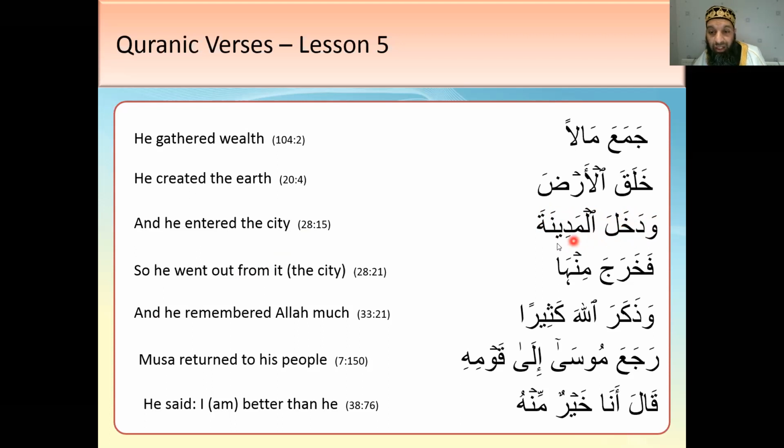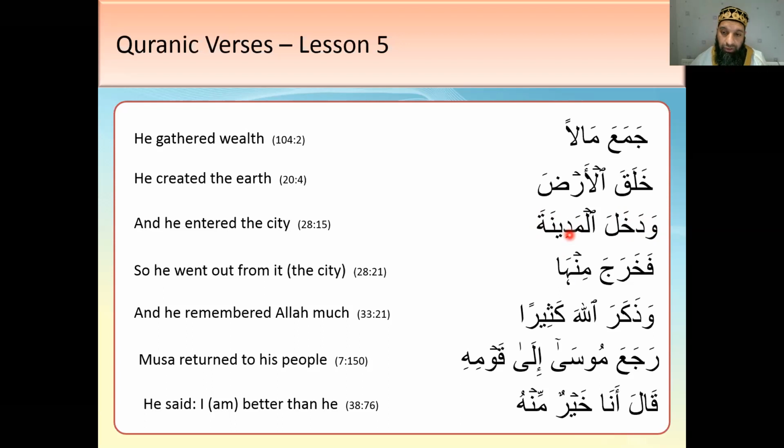So if somebody says وَدَخَلَ الْمَدِينَةُ, then Medina has now become marfu. That means Medina did the entering. It wouldn't make sense, because it would mean the city entered, right? If that became Madinatu. So it's not Madinatu, it's Madinata. That means he entered the city. Does everybody understand that difference?